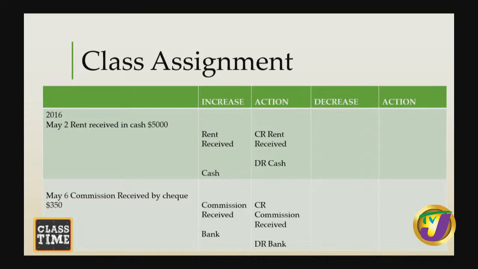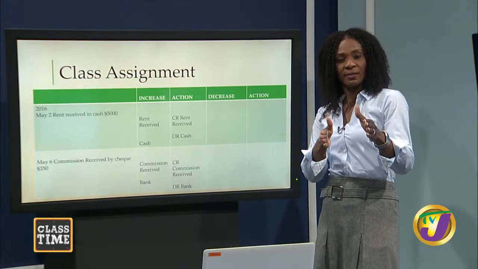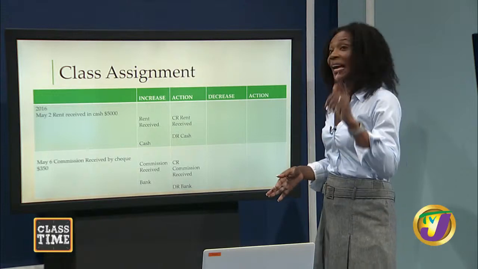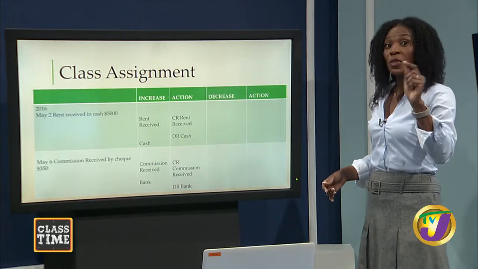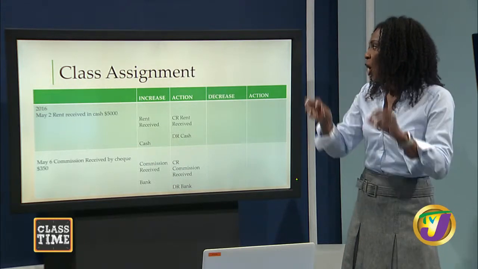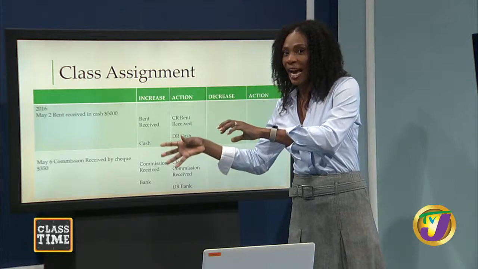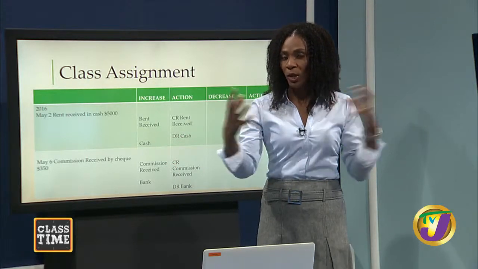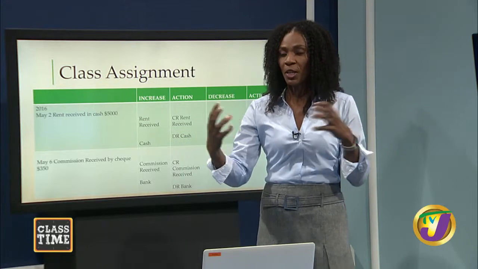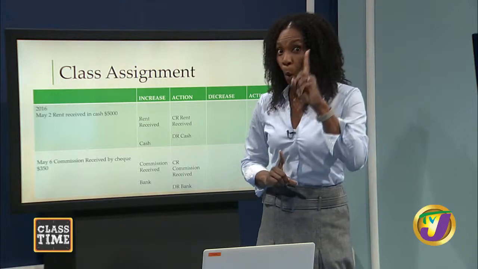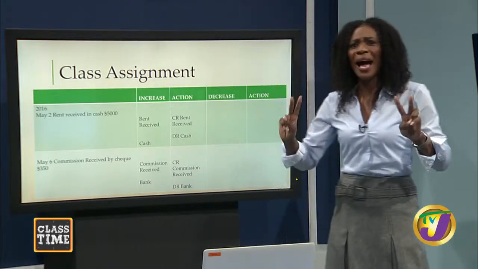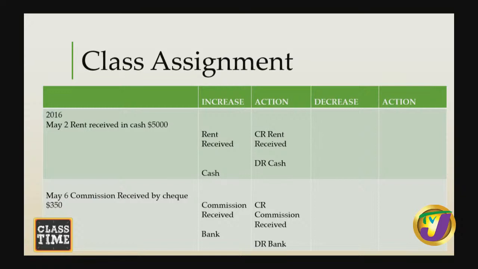Now, let's just see if we can put this together nicely by doing a class assignment. Our first transaction states: 2016, May 2, rent received in cash. Let's pull on what was previously learned. What's the first thing we're going to do? Identify the two items that are affected by this one transaction. What are the two items that are affected by this one transaction? Rent received in cash. Rent and cash.